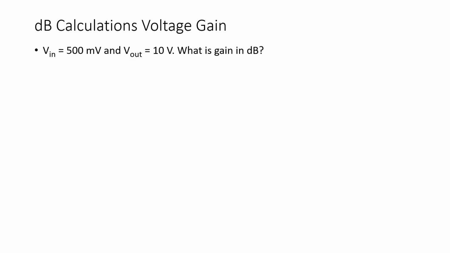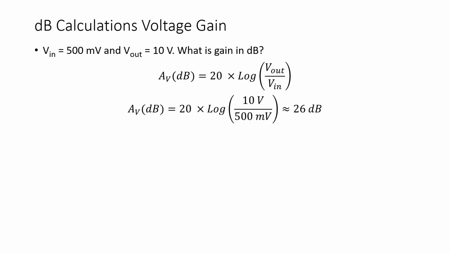Now let's look at a couple of examples of calculating the gain of a system in decibels using voltage. So we're given that Vin equals 500 millivolts, V out is 10 volts. What is the gain in decibels? So we start with equation 2, voltage gain in decibels equals 20 times the log of V out over V in. We substitute in our known values. The output voltage is 10 volts, the input voltage is 500 millivolts, and we get a calculated value of approximately 26 dB.